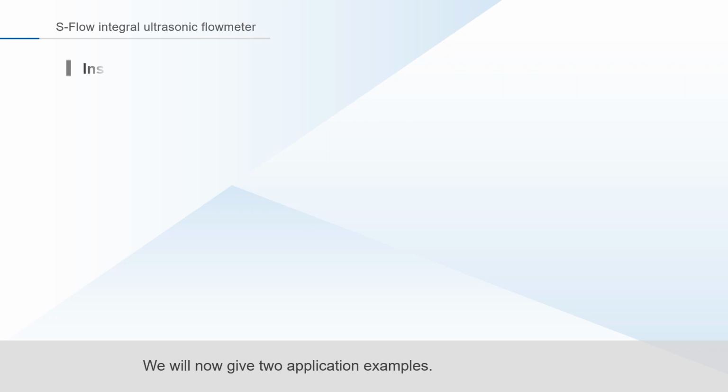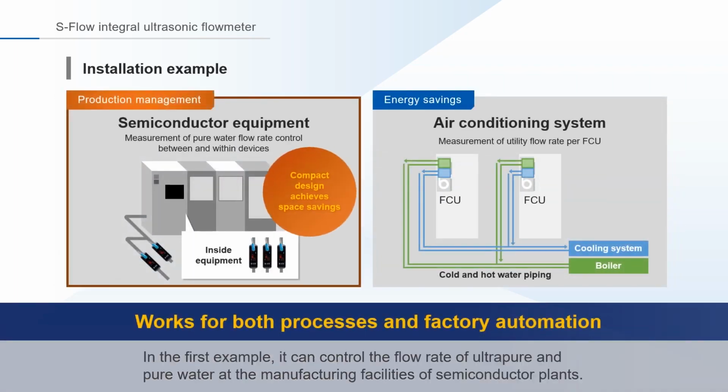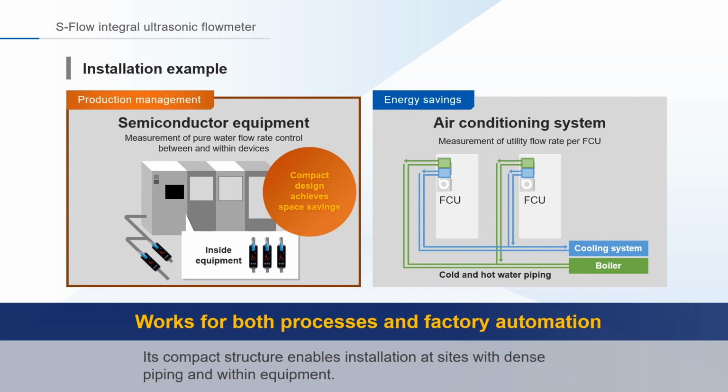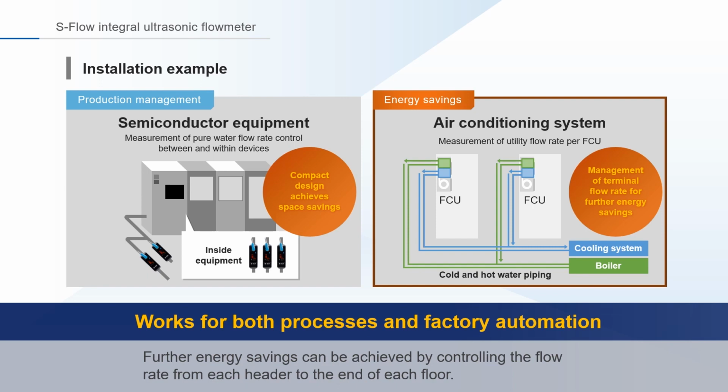We will now give 2 application examples. In the first example, it can control the flow rate of ultrapure and pure water at the manufacturing facilities of semiconductor plants. Its compact structure enables installation at sites with dense piping and within equipment. In the second example, it can control the cold and hot water in central air conditioning systems. Further energy savings can be achieved by controlling the flow rate from each header to the end of each floor.